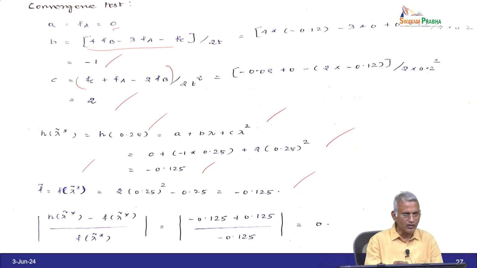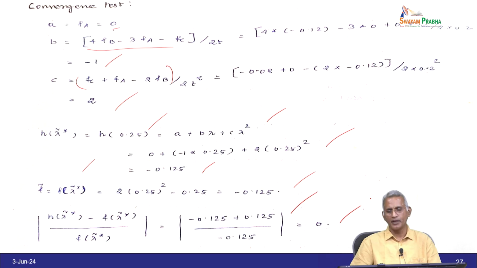Therefore, convergence you have to check: H of lambda star tilde minus F of lambda star tilde by F of lambda star tilde equal to minus 0.125 plus 0.125 by minus 0.125. So, exactly 0 is coming and beautifully it converges, hence the problem.